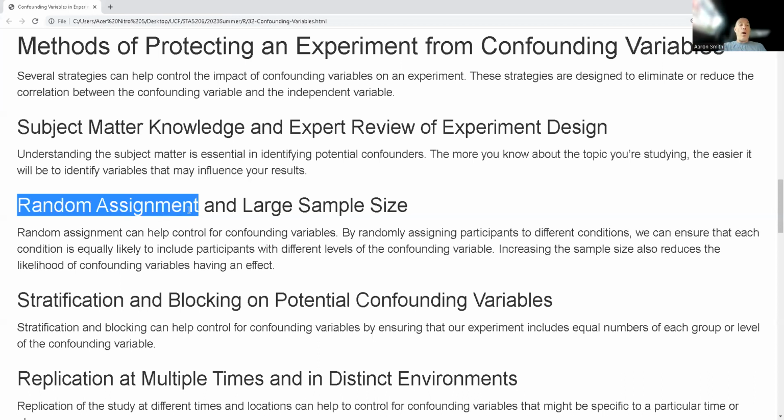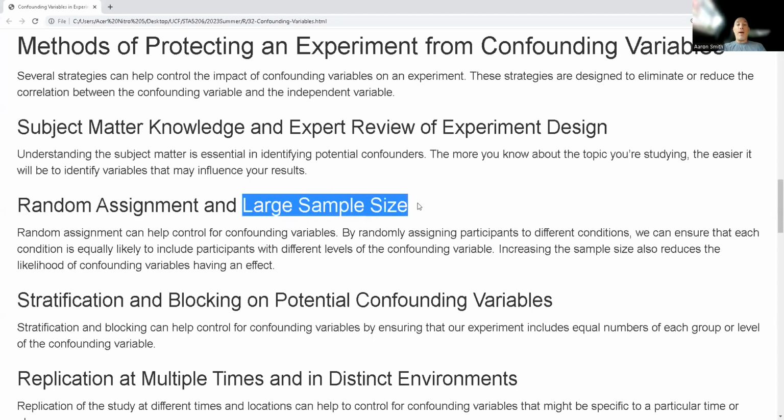And so what we want is random assignment along with a large sample size. If I have a large sample size and random assignment, then by dispersing all of the data points across all the possible combinations, what will end up happening is that if there's a confounding variable, its influence can be separated from what we're looking at.